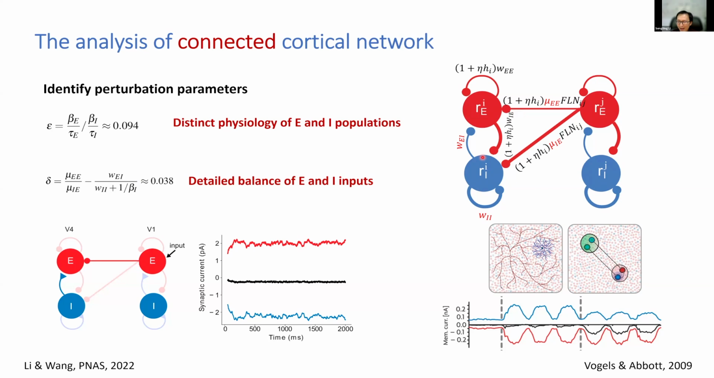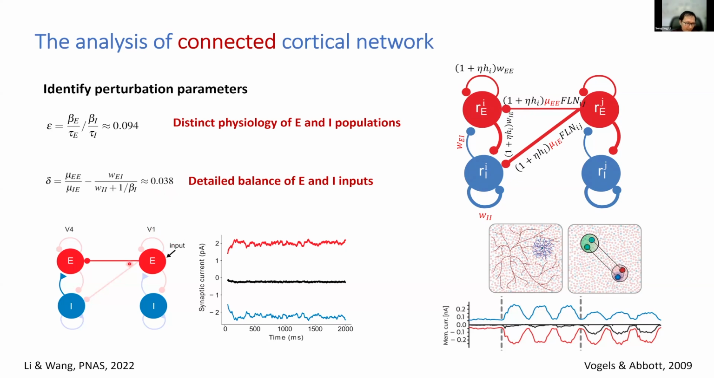So there are two pathways for an upstream area to influence the downstream area's E population. One is the direct excitation from upstream's E to excite downstream's E. And the other is the upstream's E first excites downstream's I, and then I inhibits the downstream's E. So that's an indirect inhibition. And this delta actually describes the detailed balance of these two inputs.